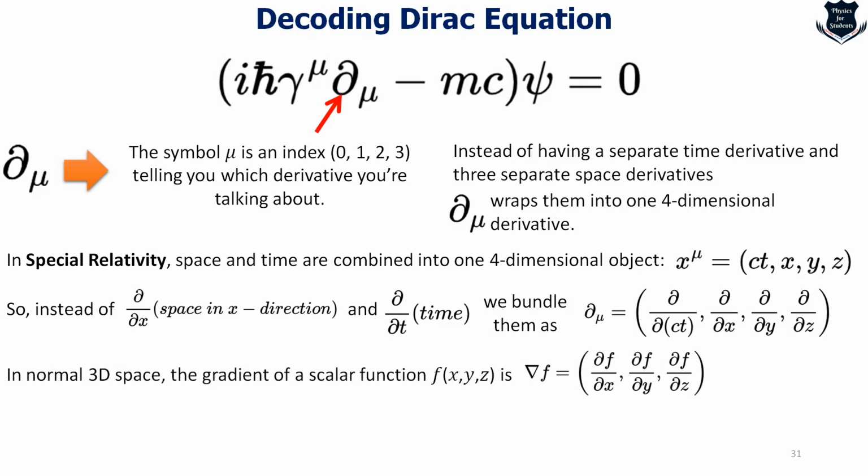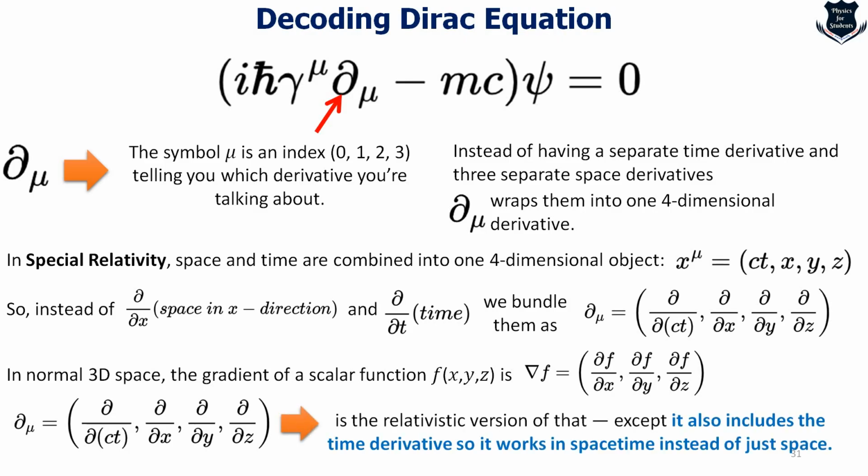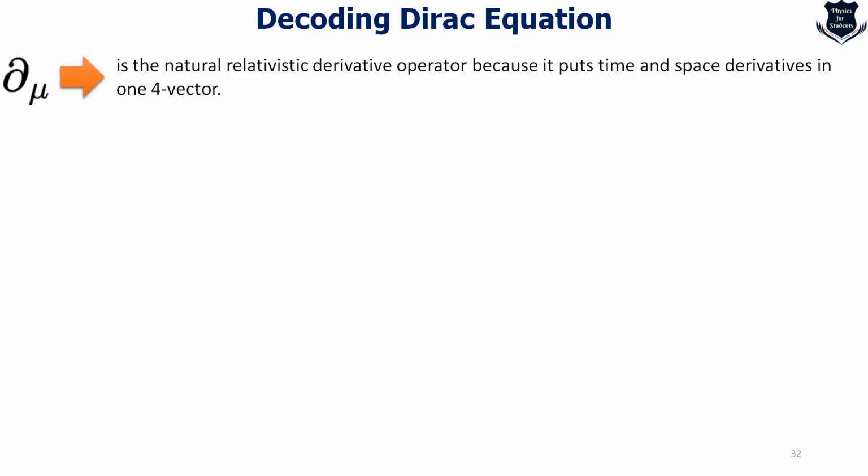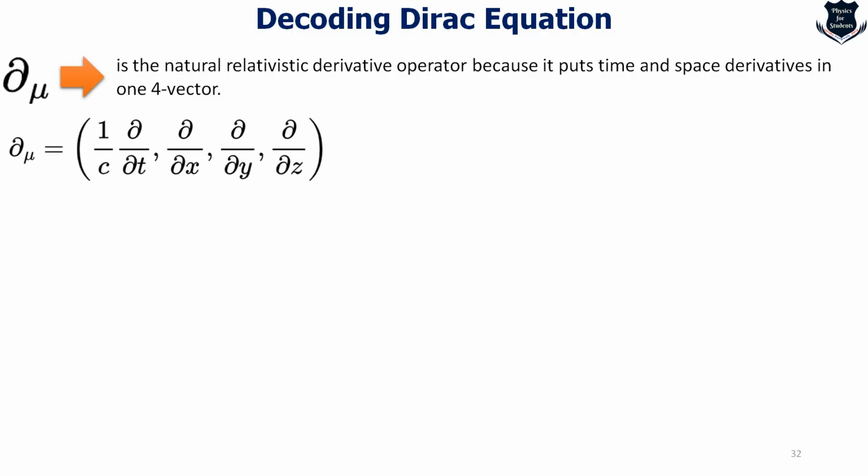So here is the normal 3D space. You can see the Laplacian, the nabla f. But when we add a little bit of partial by partial ct, this is the time part. It also includes the time derivative, and it works in space-time. Just instead of space, now it works with space-time. So this is what partial mu means. This is the space part, and instead of putting everything separately, we have bundled them up to make things easier. So this is the natural relativistic derivative.